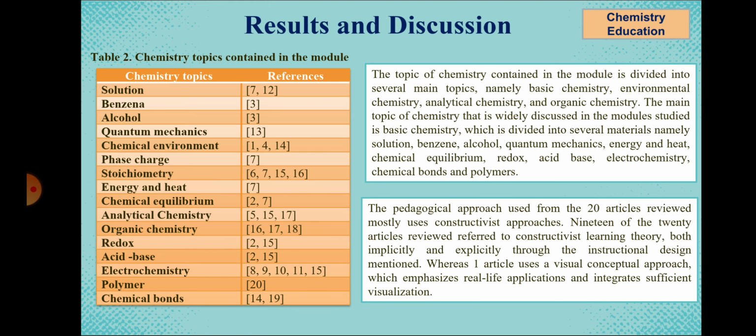The topic of chemistry content in the module is divided into several main topics, namely basic chemistry, environmental chemistry, analytical chemistry, and organic chemistry. The main topic of chemistry that is widely discussed in the module's title is basic chemistry, which is divided into several materials, namely solution, benzene, alcohol, quantum mechanics, energy and heat, chemical equilibrium, redox, acid-base, electrochemistry, chemical bonds, and polymer. This can be seen in table 2.